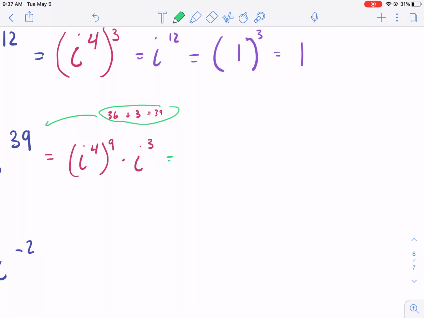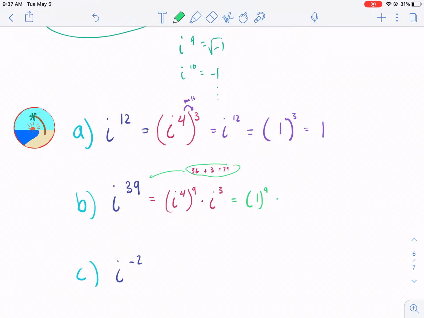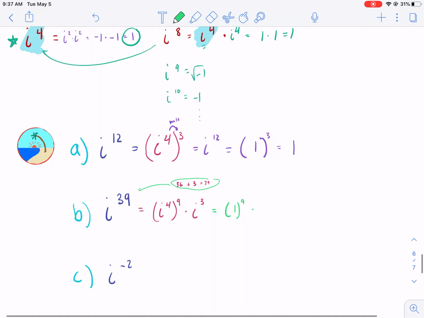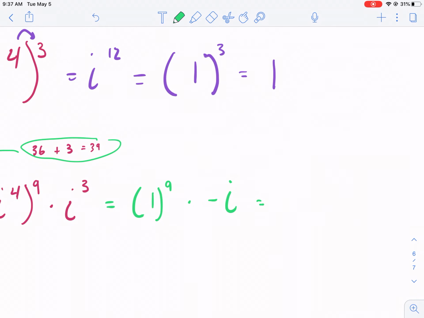So we can go ahead and simplify now. So we have i to the fourth. We know that's 1. That was why we chose i to the fourth power. And then we just multiply by i cubed. And we can reference it up here, but we know that's negative i. 1 to the ninth power is just going to be 1. That's the whole point in choosing that. Times negative i. This is just going to give us negative i, or negative square root of negative 1.